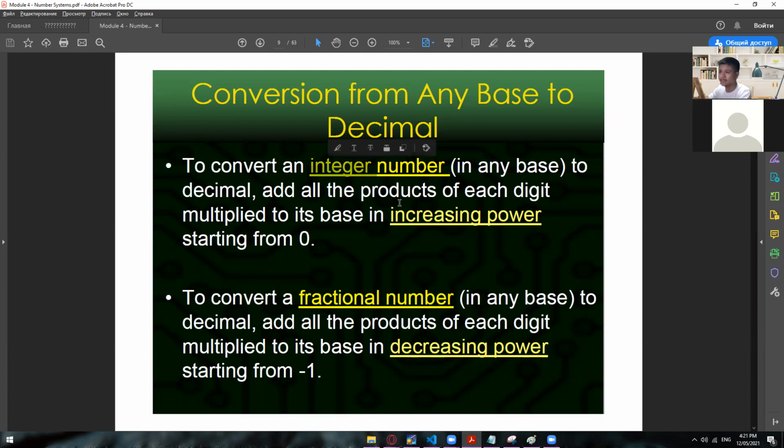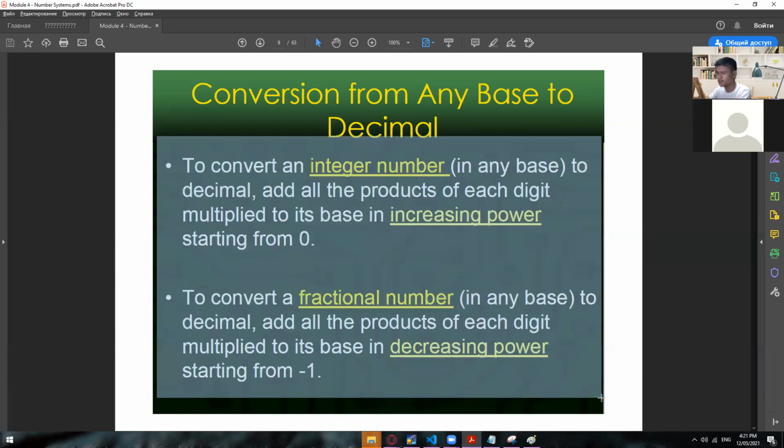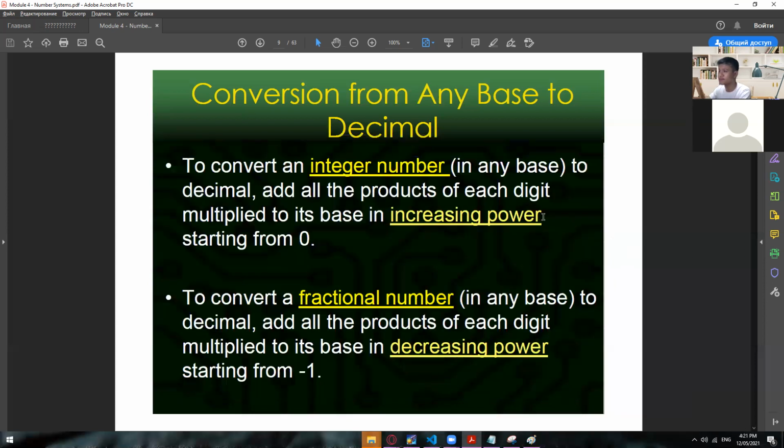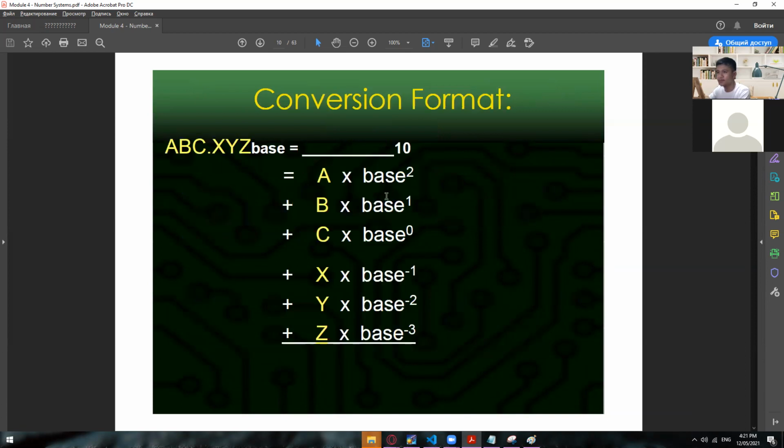When we say integer, we have an increasing power starting from 0. So if it's a whole number, increasing. If it's a fractional number, it's a decreasing power starting from -1. Now, I know that this one is quite confusing, especially if you're just going to analyze this and understand how to apply it in a real example. So let's now proceed to its conversion format.